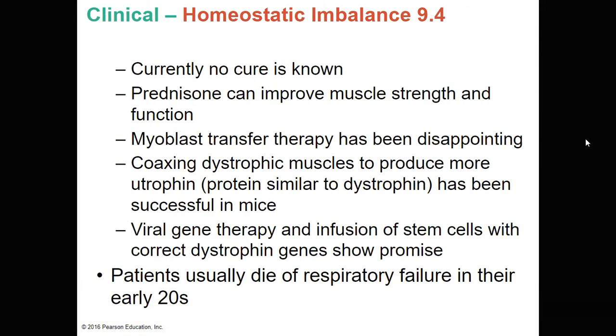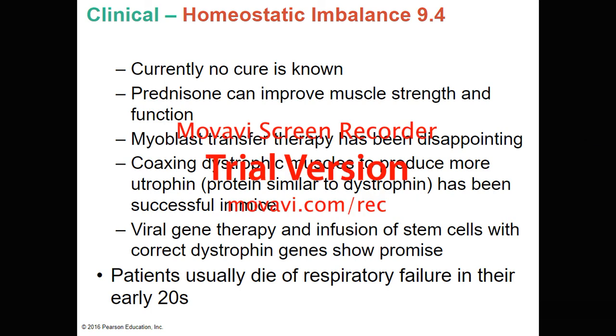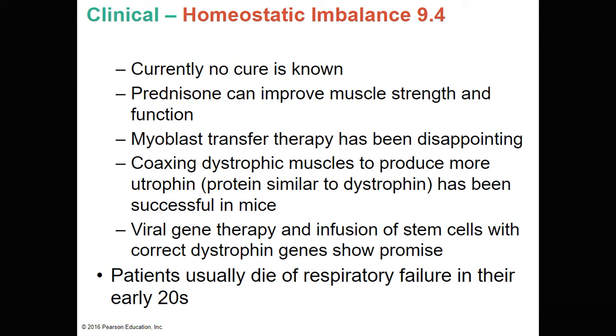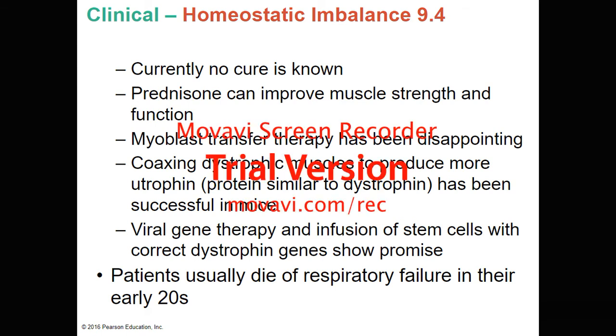So currently, there's no cure. Prednisone can improve muscle strength and function. Myoblast transfer therapy has been disappointing. Coaxing dystrophic muscles to produce more utrophin has been successful in mice, and viral gene therapy and infusion of stem cells with correct dystrophin genes show promise. Patients usually die of respiratory failure in their early 20s.